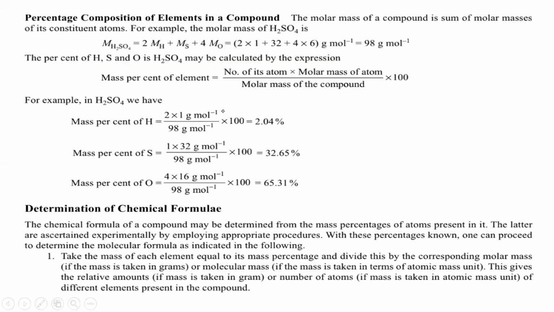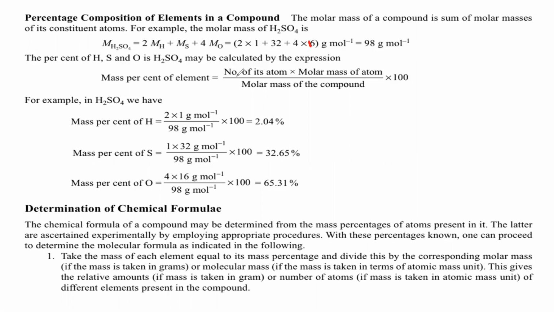Next, how to find the percentage composition of elements in a compound. Very, very important. This is simple. To find the mass percentage of an element in a compound, for example, the molar mass of sulfuric acid, after calculating from the formula: 2 hydrogens are there, 2 into 1; sulfur atomic weight is 32, so 32; plus 4 into 16, oxygen. So the total is equal to 98 grams.